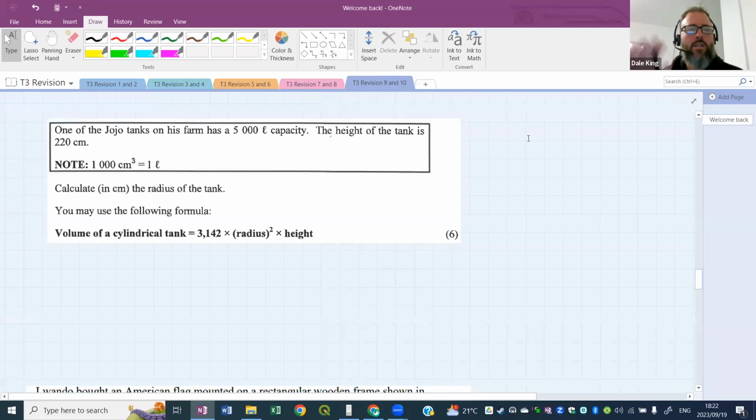One of the JoJo tanks in this farm has a capacity of 5,000 liters. The height of the tank is 220 centimeters.